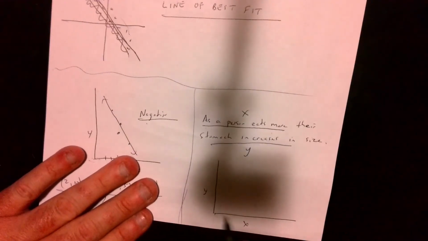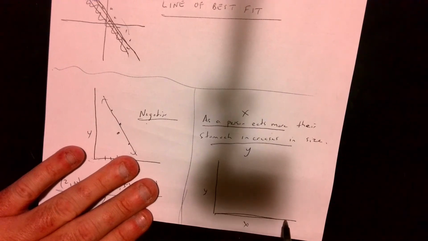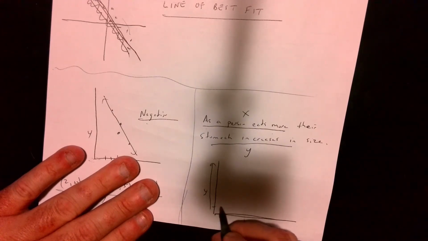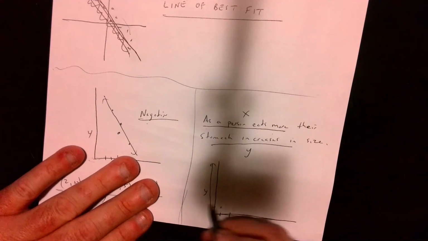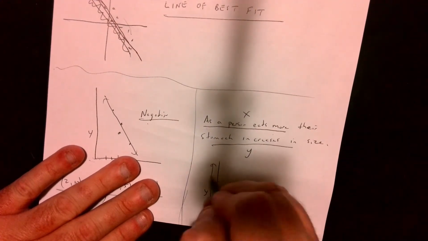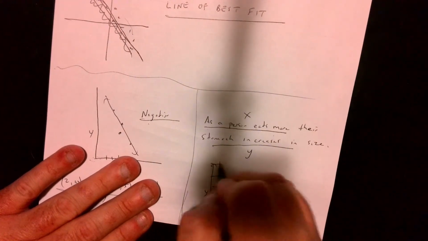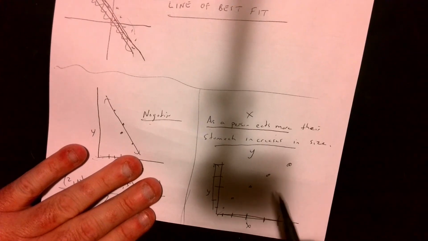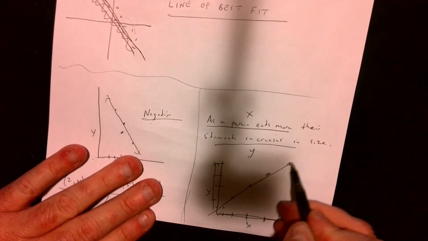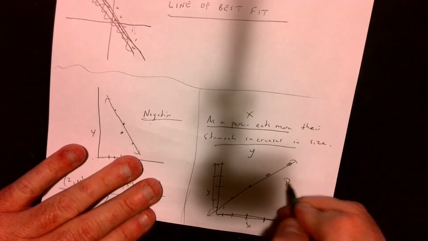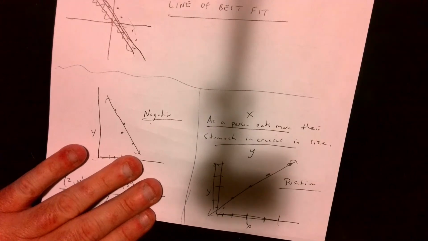So as they eat more, their stomach gets bigger. So if they eat a little, their stomach stays small. If they eat more, then their stomach gets bigger. And we get this trend going. If I draw a line through those, my line of best fit, what type of correlation does that have? That's got a positive correlation.